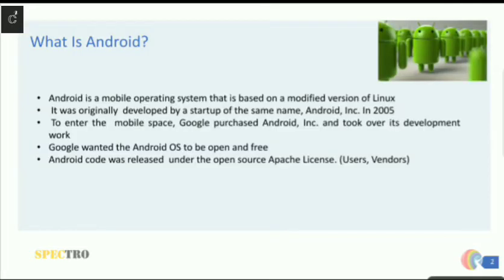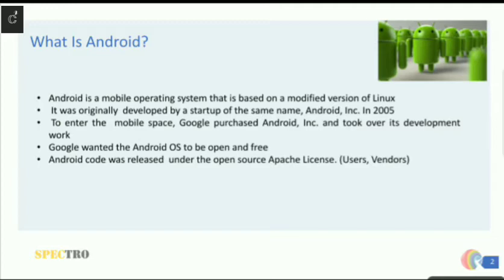Android is an operating system. It is completely based on the Linux version. It was initially developed by a startup company named Android in the year 2005. As part of a strategy to enter the mobile space, Google purchased Android and took over its development work, not only the development but also the developers who were working there. That is, the development team was taken over by Google. So there was no Android company separately.